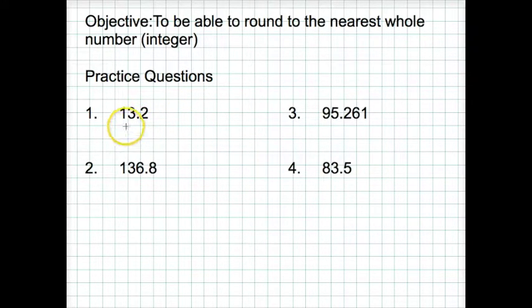So let's have a look at the first one, 13.2. To round this to the nearest whole number, all we need to do is we look at the first number after the decimal point. This number's a 2, so it's closer to 0 than it is to 10. So if that's the case, this number rounds to 13.